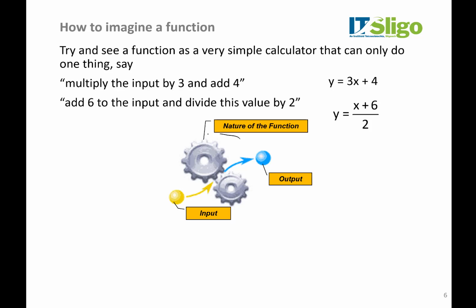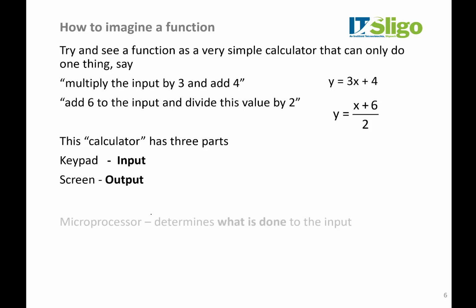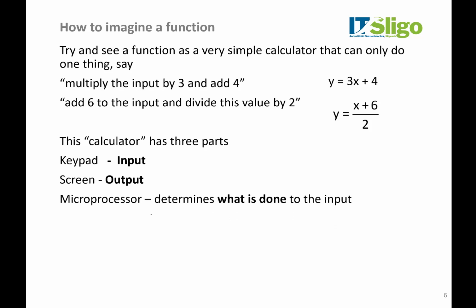And this bit, guys, is like a little microprocessor. We have three parts to our little calculator. The keypad is your input. That's when you choose what number you're going to put in. The screen is the output. And then we have a little microprocessor that's doing our sum.